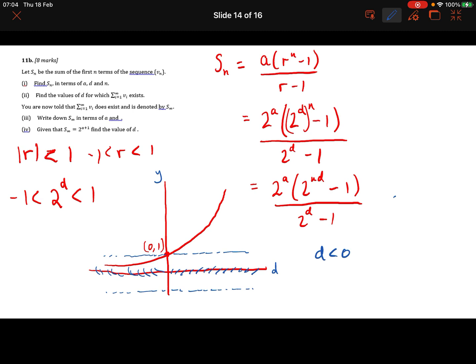Okay? We could do it through logs. When is 2 to the d less than 1? Well, that suggests that d is less than log base 2 of 1, which is when d is less than 0. And when is minus 1 less than 2 to the d? Well, that would suggest that log base 2 of negative 1 is less than d. Well, that's not possible. We can't have a log of a negative, so hence we're sort of going to negative infinity there. Okay? So d has to be less than 0 for there to be a sum to infinity.